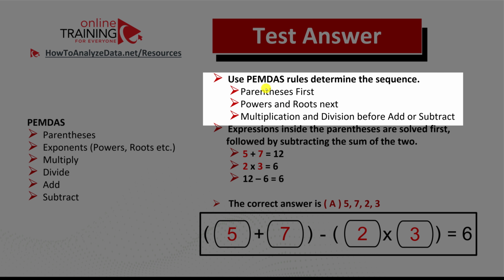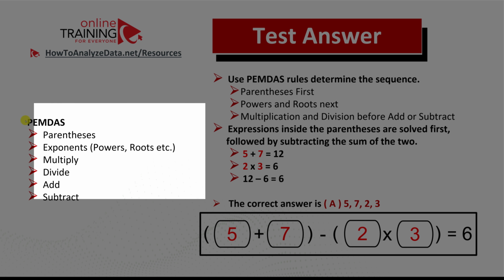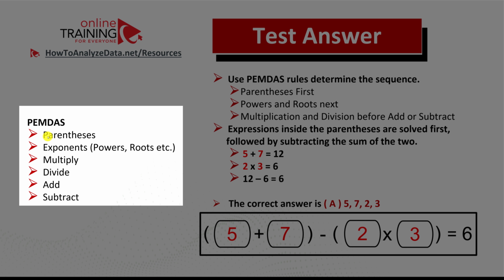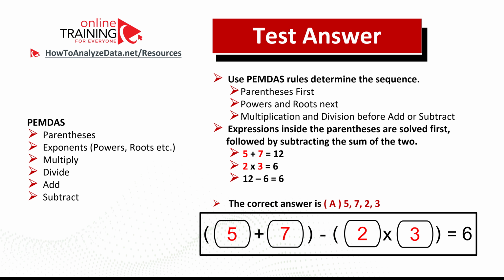And now remember the keyword PEMDAS, which stands for parentheses first, powers and roots next, multiplication and division before addition and subtraction. PEMDAS itself basically represents the first characters: parentheses, exponents, multiplication, division, addition, and subtraction, which represents the order of operations. Hopefully you've nailed this question and now know how to answer similar questions in the test.